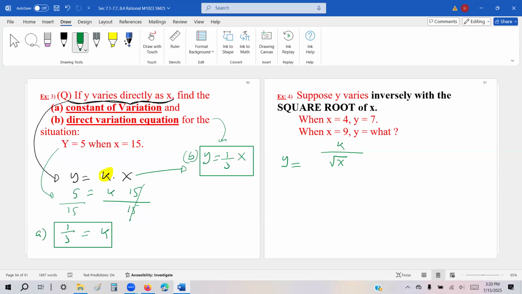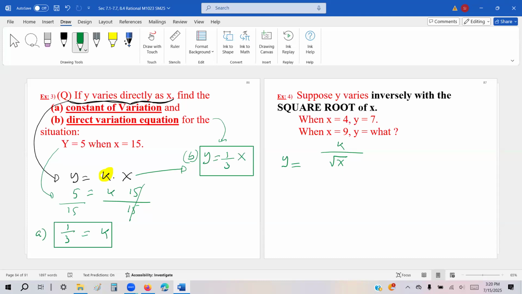And square root of x. So y and square root of x. You write them down. Y equals square root of x. And now how are they changing? Directly or inversely? Inversely. That means one is on the top, one is on the bottom. They have to have opposite positions. So y equals something over square root of x. Then what goes on the bottom? What goes on the top?